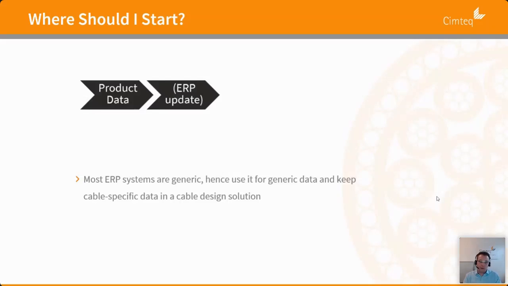Because the ERP will never be able to capture the complexity of a cable design. It may be okay for other products, but so far we don't know any ERP that can handle the complexity of wire and cable accurately. So keep the cable-specific data in cable-specific solutions and keep the ERPs as standard as possible. That will save you a ton of money.